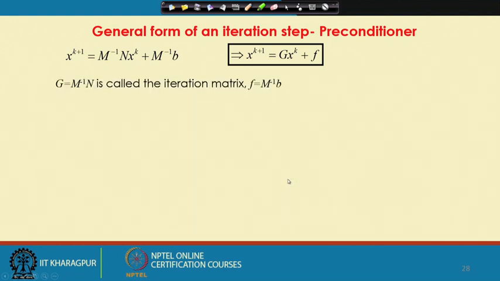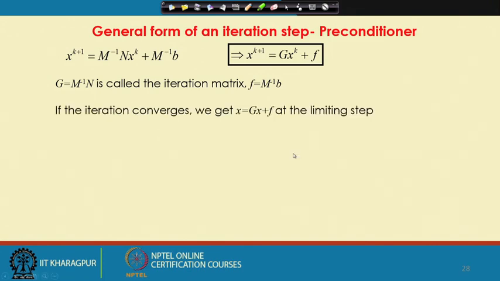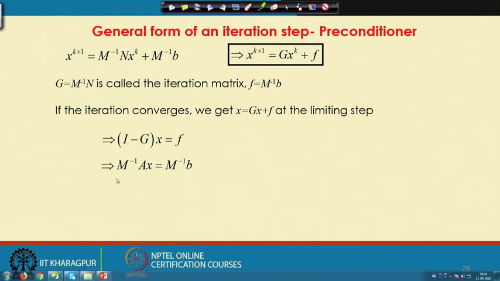G, which is equal to M inverse N, is called the iteration matrix, and f is equal to M inverse b. If the iteration converges, at the converging step we will get x = Gx + f, or the equation will be (I - G)x = f, which is the same as, if we look into this splitting, M inverse A x = M inverse b. So, we got it that converging Jacobi or Gauss-Seidel iteration gives us exactly what we are looking for as a preconditioned system of equation.